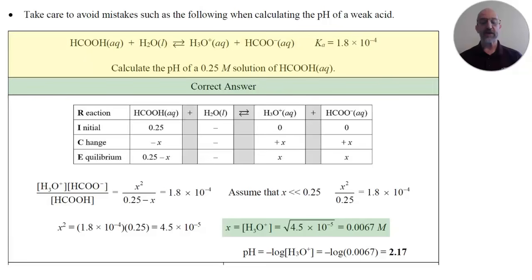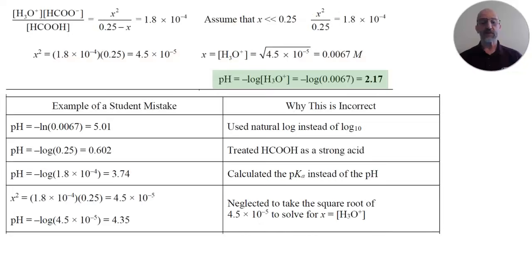0.0067 on my calculator. And then I took the negative log of that concentration of the hydronium ion. So I solved for x, took the negative log, and I got a pH of 2.17. Now that is the correct answer. So 2.17 is the pH of a 0.25 molar solution of this formic acid based on the Ka value I was given. Now, here are the mistakes that I would like you to avoid.